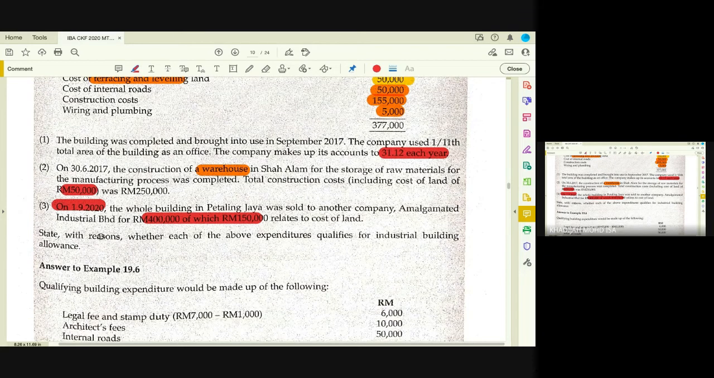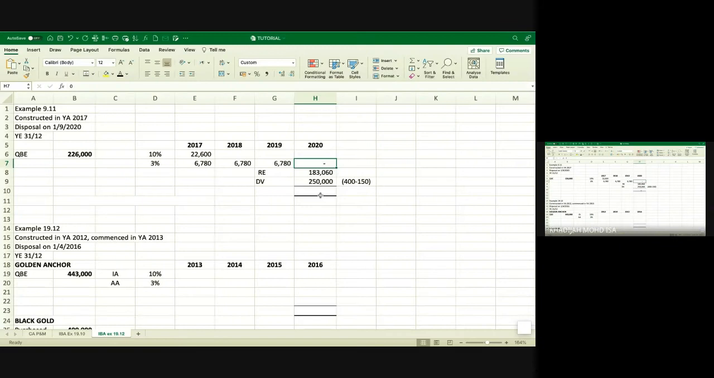So you dispose on 1st September 2020 the whole building, and how much is it? 400, of which 150 relates to the land. So for the disposal value, you have to compute what your RE is. RE is your qualifying building expenditure, which is 226 minus all your claims. Total claims is 42,940. Because of that, you have RE of 183,060. Your disposal value is 250,000.